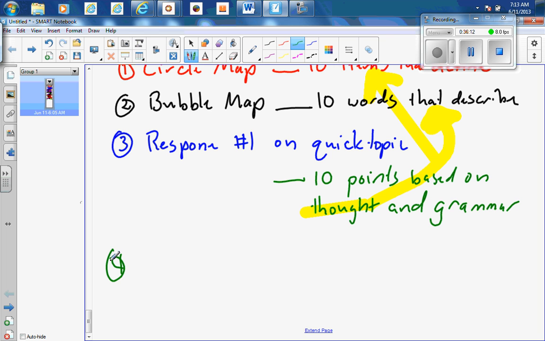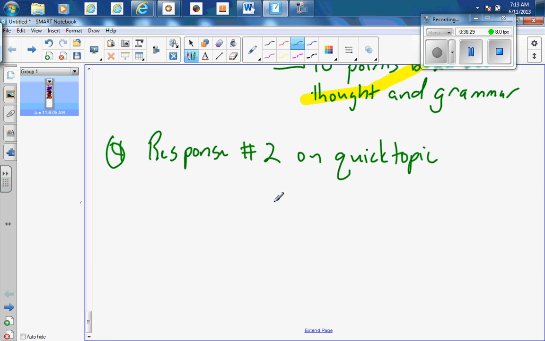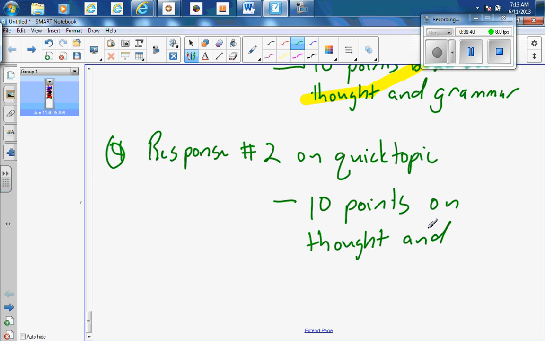Number 4 is going to be response number 2 on quick topic. Response number 2 on quick topic, again, 10 points on thought and grammar. And if you notice, we have now 10, 20, 30, 40. 40 is not a good number. So, number 5.